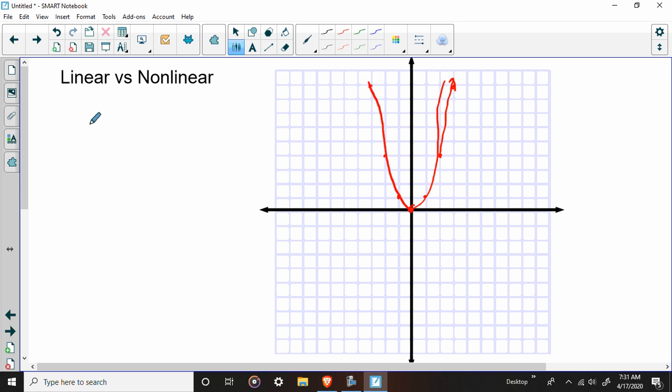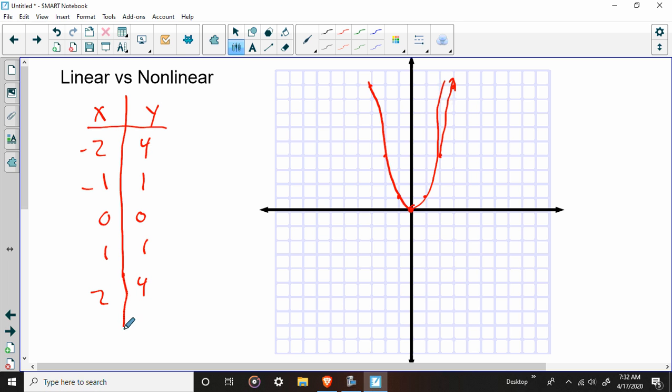But again, let's go through the points. I've got x, and we'll call it y this time. No harm there. Okay. So let's go. I've got negative 2, 4. I've got negative 1, 1, 0, 0, 1, 1, 2, 4, and then 3, 9. Okay, so these x values are still all going up by 1, right?